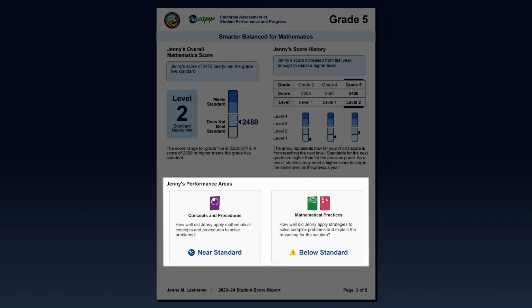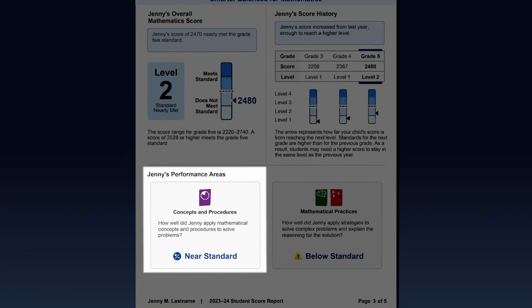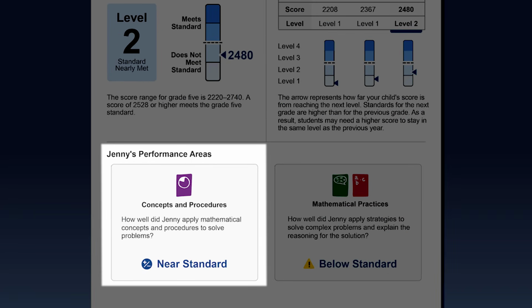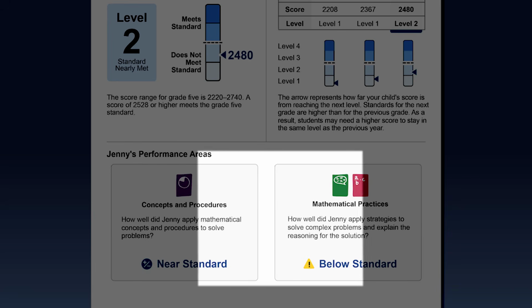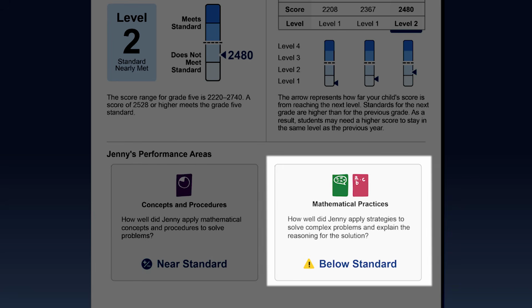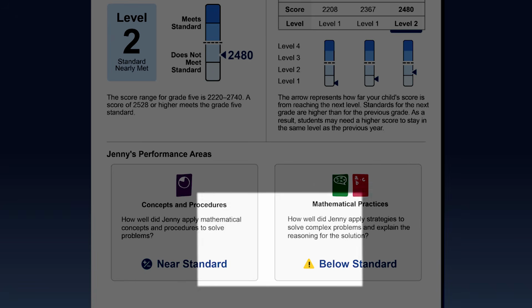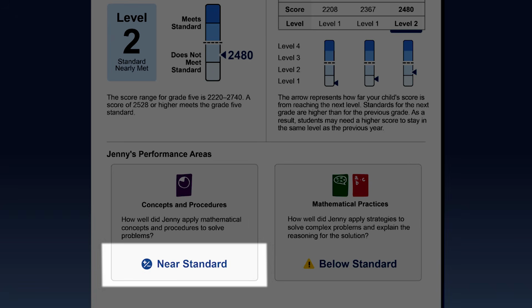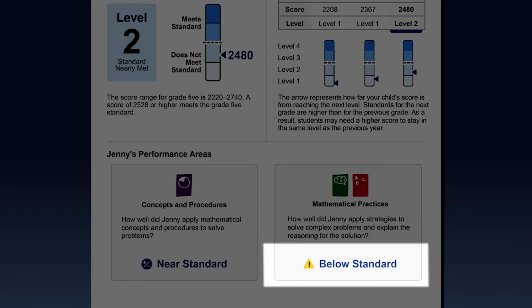For mathematics, parents and guardians can also review Jenny's results in 2 performance areas: concepts and procedures, and mathematical practices. The first area measures how well she applies mathematical concepts and procedures to solve problems. The second area measures how well she applies strategies to solve complex problems and how well she explains the reasoning for the solution. She achieved near standard in concepts and procedures and below standard in mathematical practices.